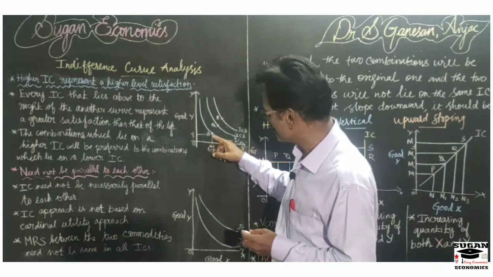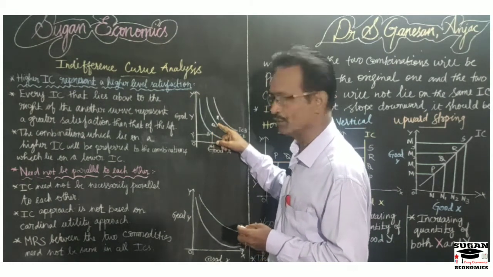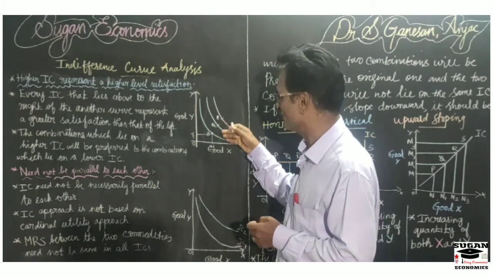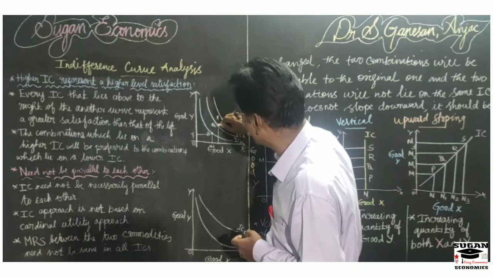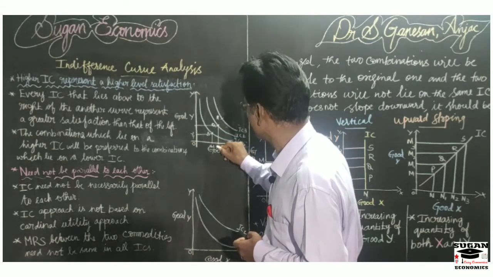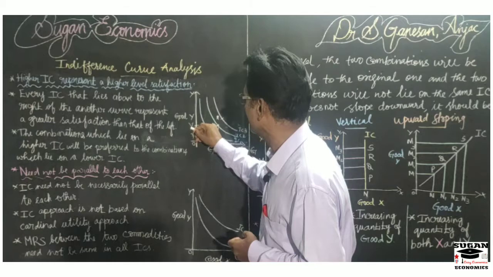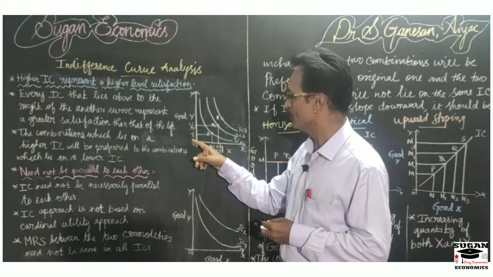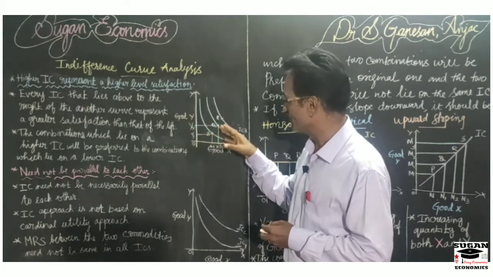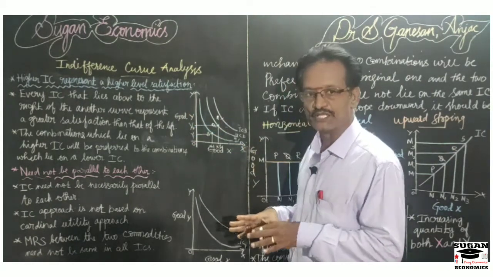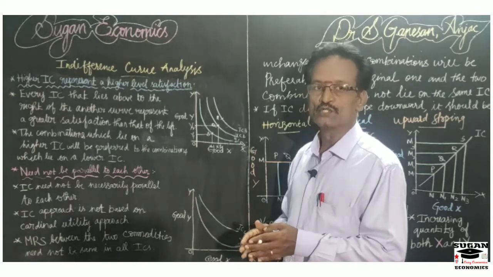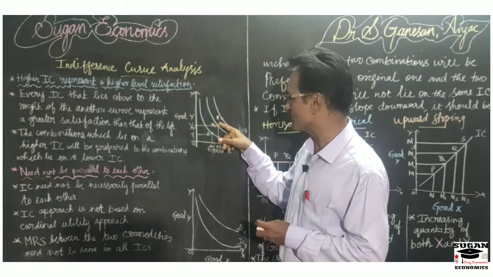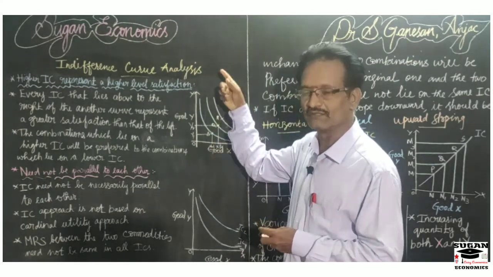Now if the consumer moves from point S to Q, here Q lies on indifference curve 2, a higher indifference curve. At this point the consumption of both goods will be increased. Now the combination will be X2 amount of commodity X and Y2 amount of commodity Y. Definitely at this point the consumer is consuming more of both commodities, so his level of satisfaction will be increased. So when we move from a lower indifference curve to a higher indifference curve, our level of satisfaction will be increased.